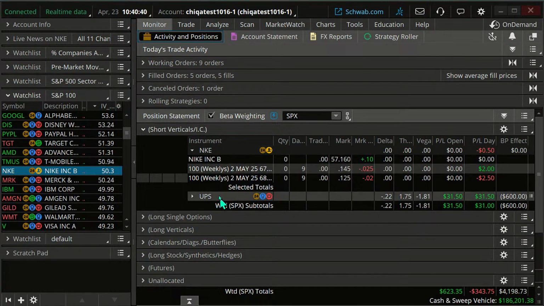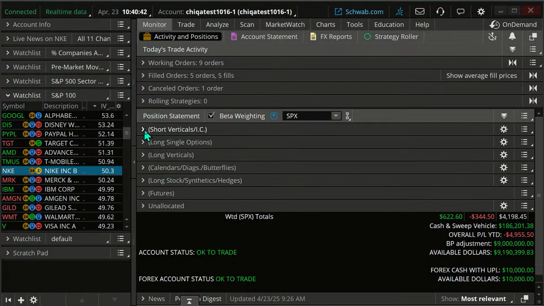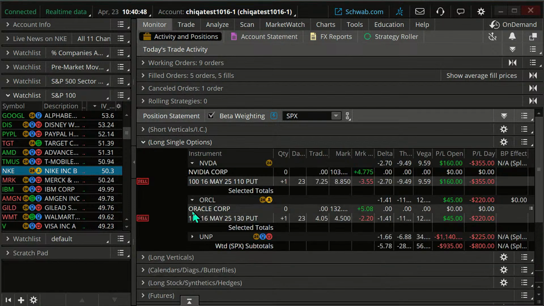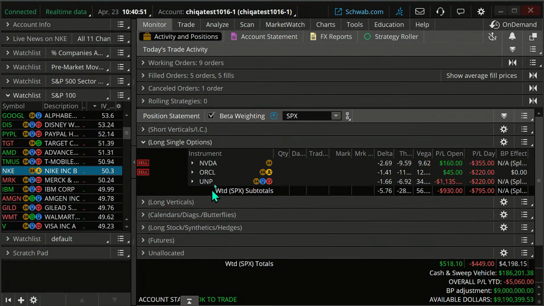Okay, let's go. Here's what I want to do. I want to go to UNP, and I want to show you something that I looked at earlier. Here's Union Pacific, and this is the trade we rolled, I think a couple weeks ago. We took in a nice credit when we rolled it. But since we've rolled it, it's gone south.